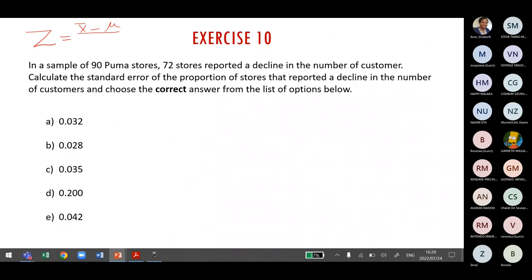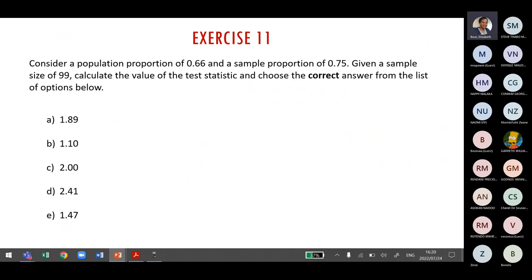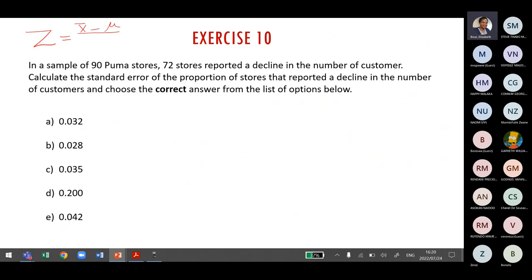Okay. Second last question, I think. No, we still have more. In a sample size of 90 Puma stores, 72 reported a decline in the number of customers. Calculate the standard error of the proportion of stores that reported a decline in the number of customers and choose the correct answer.